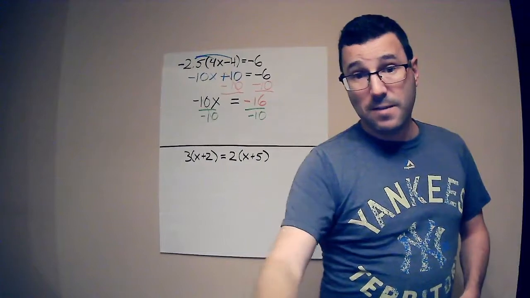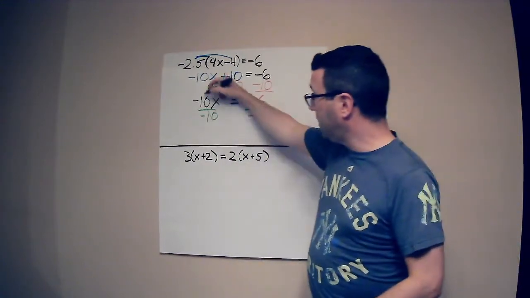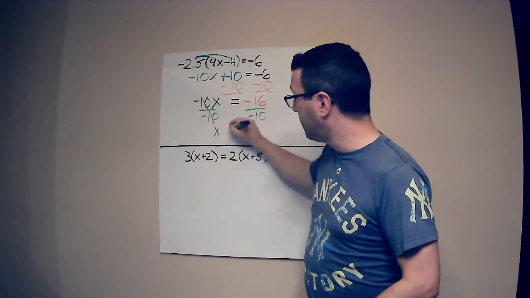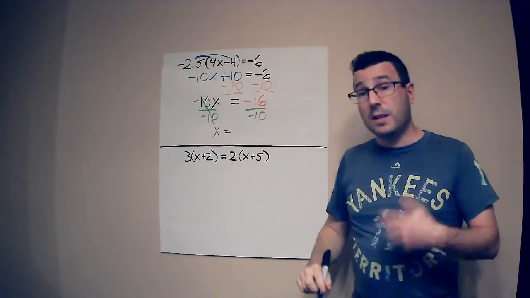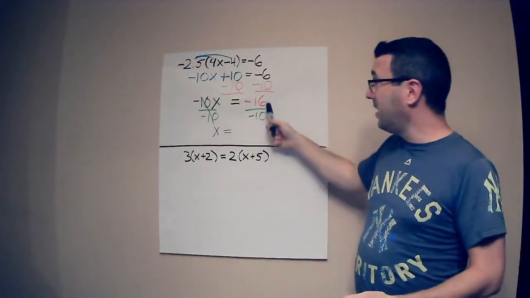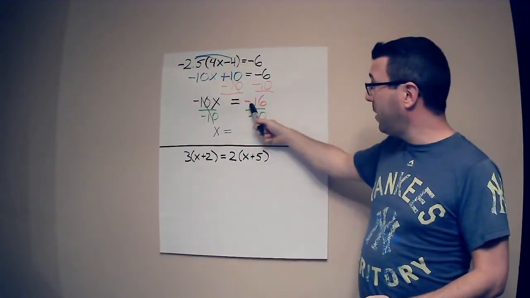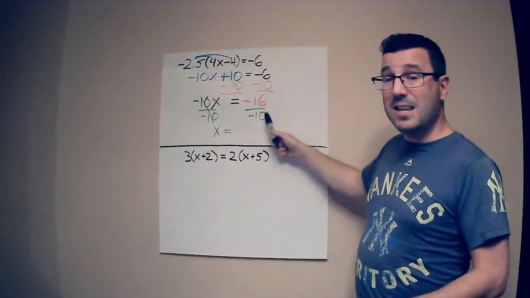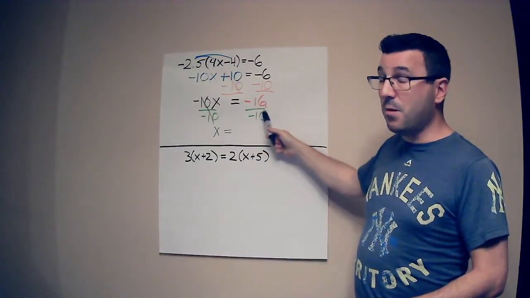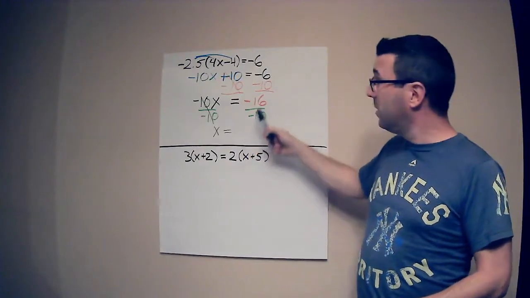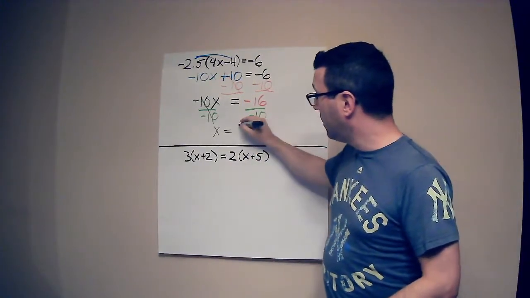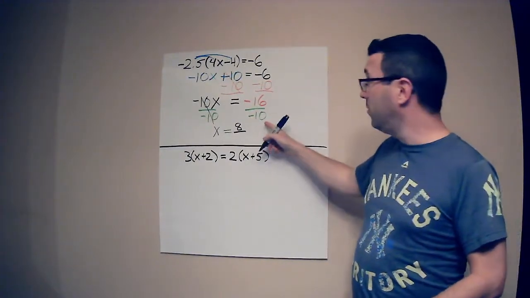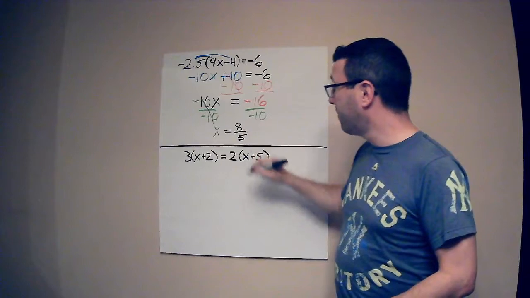So when I do that, the 10s cancel out here, make it a little clearer. So I'm left with x. Now, if I leave this as a fraction, I can simplify. I know that it's going to be a positive because I have a negative divided by a negative. 16 over 10. I know that both of them can be divided by 2. 16 divided by 2 is 8, and 10 divided by 2 is 5.